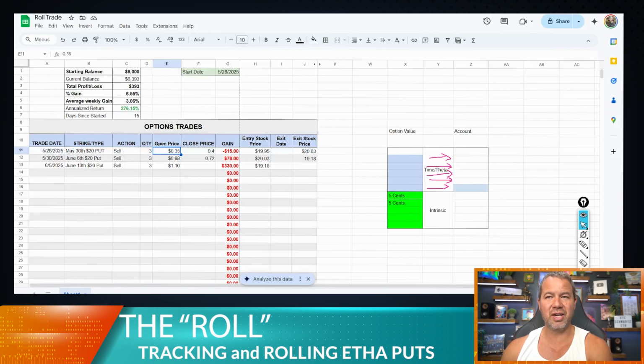And so you're thinking, well, that kind of stinks, but it wasn't that bad, because what I did is I actually ended up rolling into the June 6th $20 put. So I actually ended up buying it back at a 5 cent loss. So it was actually a $15 loss. And I actually rolled in to the June 6th $20 put. And I opened that at 98 cents. And I'm going to show you all this when I get over to my E-Trade in a second.